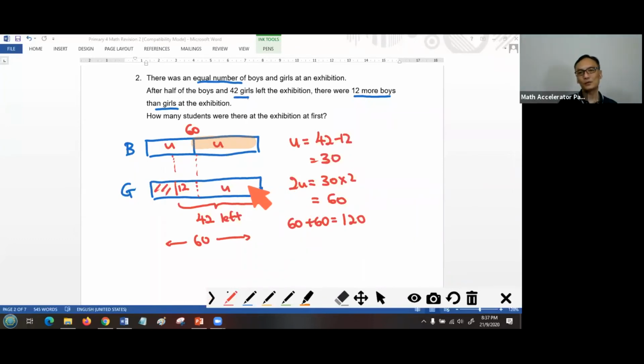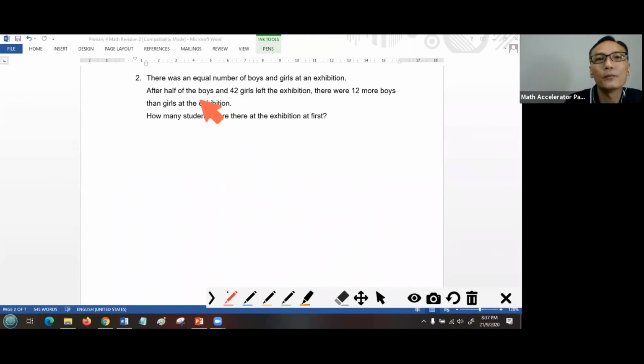Now this is where I work forward. Some of you are confused. So I'm going to share with you another method which will maybe make it clearer. So take note that the answer is 120. I'm going to clear my screen for a short while, so that you can see whether you understand this. So there was an equal number of boys and girls at first. After half of the boys and 42 girls left the exhibition, there were 12 more boys than girls.